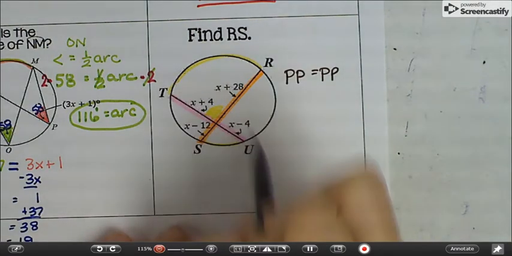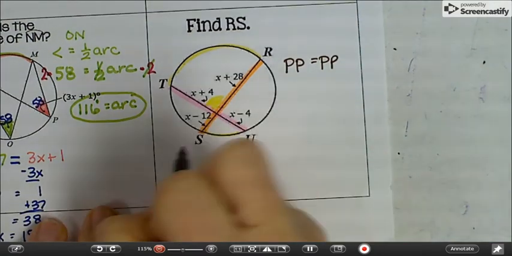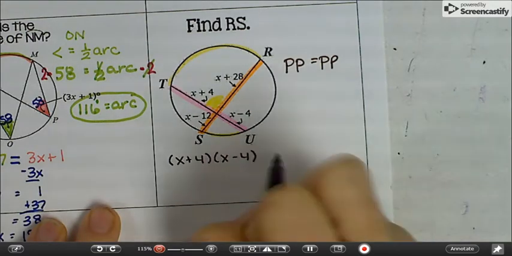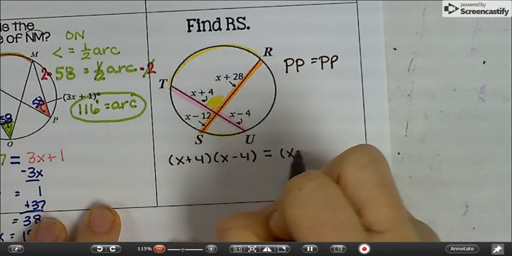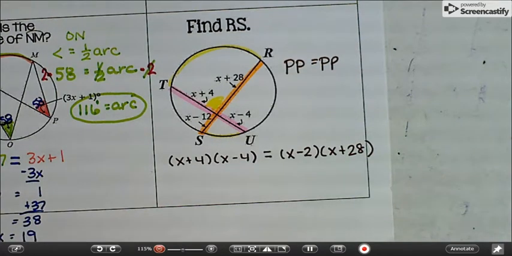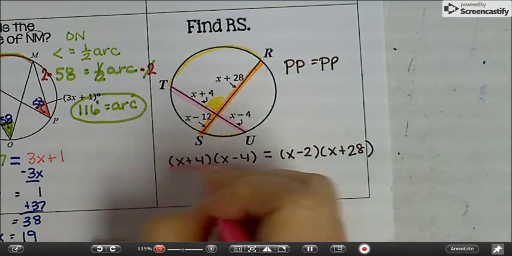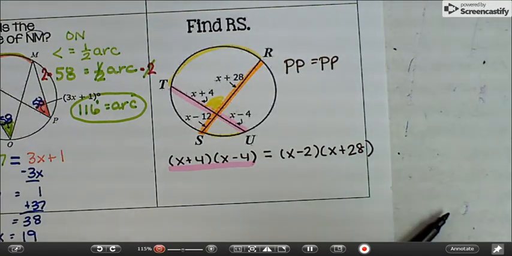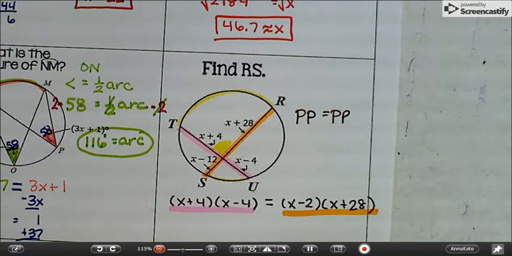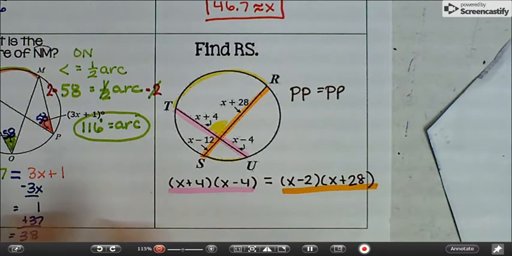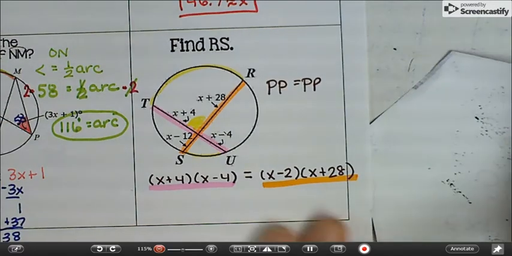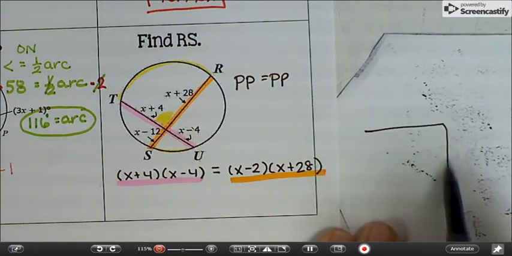All right, so I'm going to go with the pink one first, and I'm hopefully going to have enough room. We have x plus 4 times x minus 4 equals orange, x minus 12 times x plus 28. All right, so we have our pink side and our orange side. This was a much more complicated looking problem than what you've done so far. Hopefully when you see something like this, you recognize whatever strategy you used in Algebra 1, whether you used FOIL or the now super popular window pane or box method.